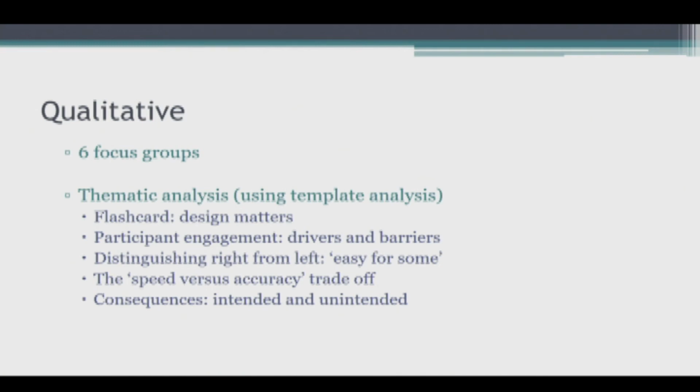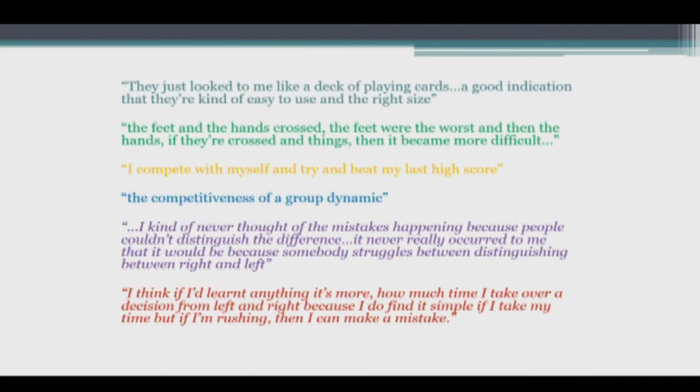And then further on in the study, when they were trying to beat their previous score, the faster they went, they realised that sometimes they can get it wrong too. One of the big consequences was that it increased the awareness that we all can get it wrong, whether we feel we're good or poor at using left-right. Some of the quotes, I'll just draw attention to the bottom one, which says: I think if I learned anything, it's how much time I take over a decision from left and right, because I do find it simple if I take my time, but if I'm rushing, I can make mistakes.